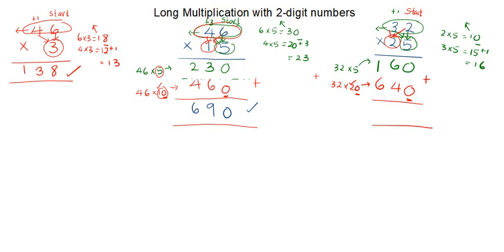Right? And we're now going to add these 2 rows up to give us our final answer. 0 plus 0 is 0, 6 plus 4 is 10, 0 carry 1, and 6 plus 1 is 7, plus that 1 is 8. So our answer is 800 here. Okay, and that's how you multiply with 2-digit numbers.